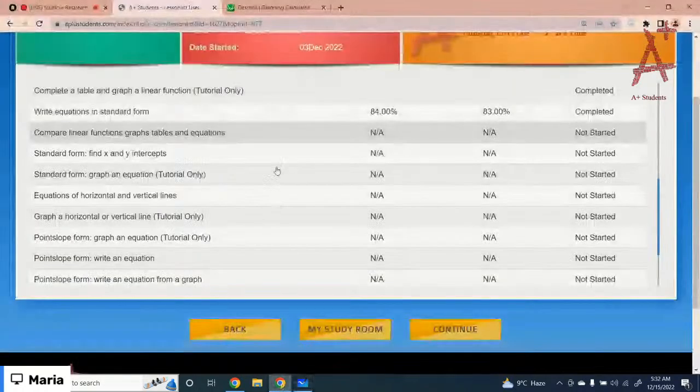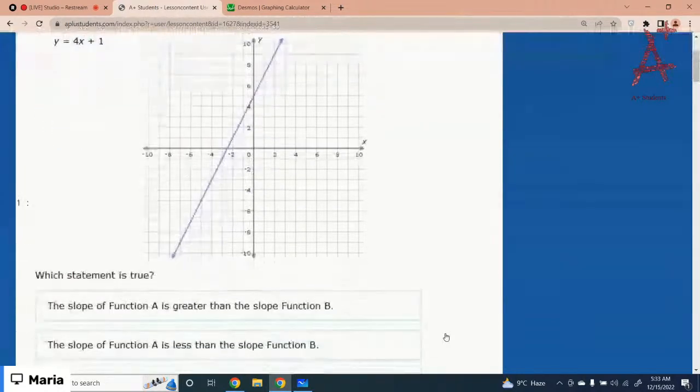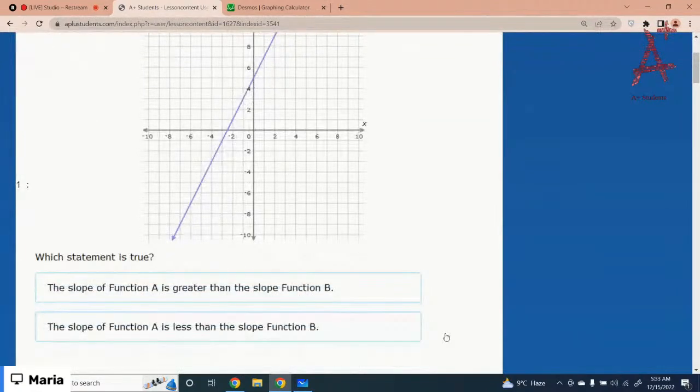Okay, so here is the lesson: compare linear functions, graphs, tables, and equations. You are given one equation and one graph. Function A and function B are linear functions. Got it? You have to compare which statement is true.